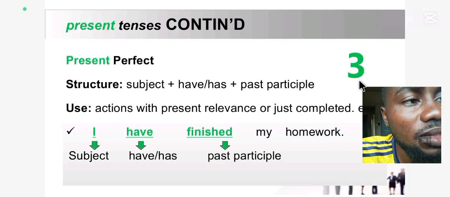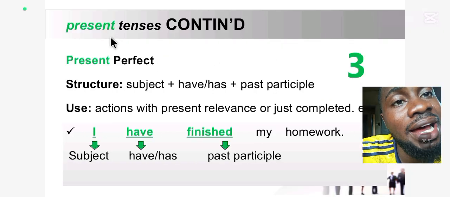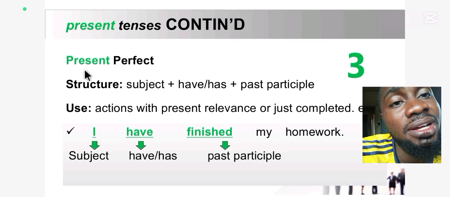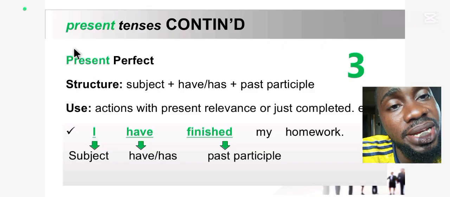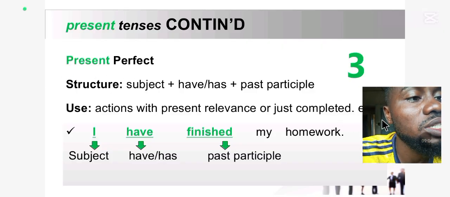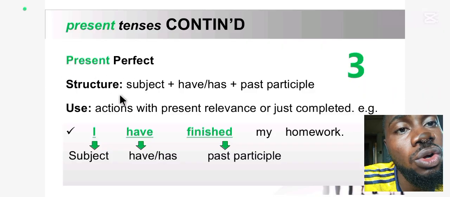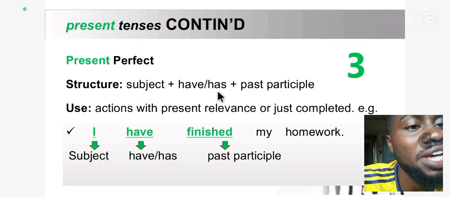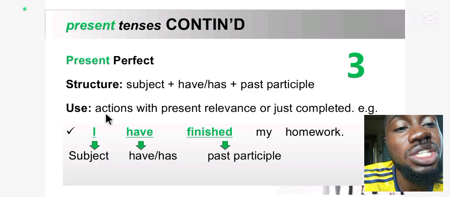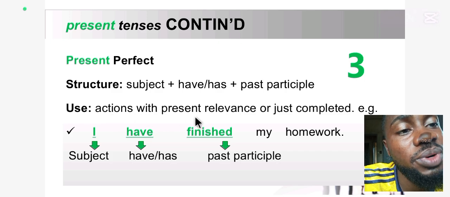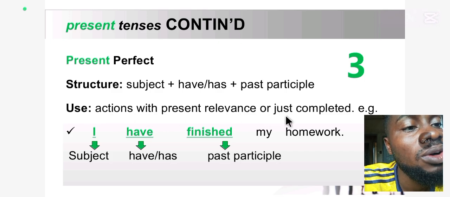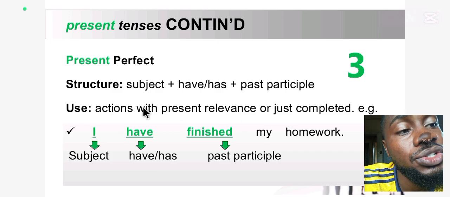Moving on. Number 3, under the present tenses, we have the present perfect tense. What is the structure like? It has a subject plus have or has plus past participle. What is it used for? Actions with present relevance or just completed.